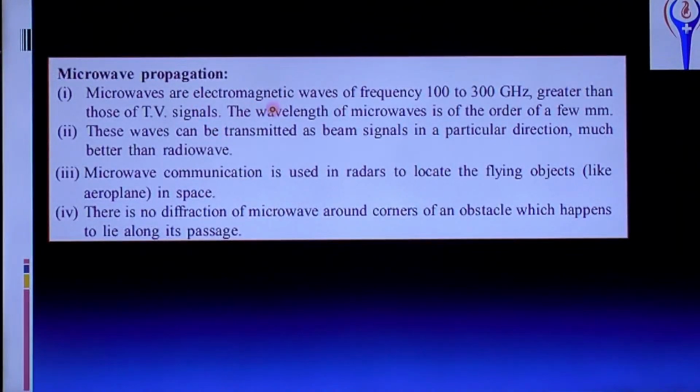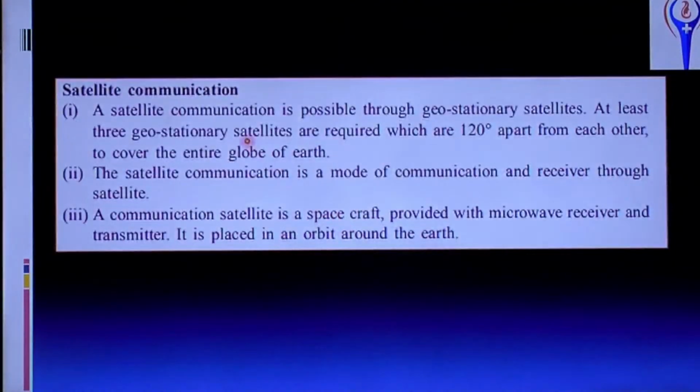Microwave propagation, microwaves will be used for short distance communication. Also used in radar to locate flying objects. Already we discussed what is radar, radio detection and ranging. Satellite communication, that is communication satellite, it is possible that 3 satellites are sufficient to cover the whole earth. This is earth, and 3 satellites at 120-degree angles, we can communicate with the whole earth. It is possible to communicate with the whole earth, using 3 satellites is sufficient.